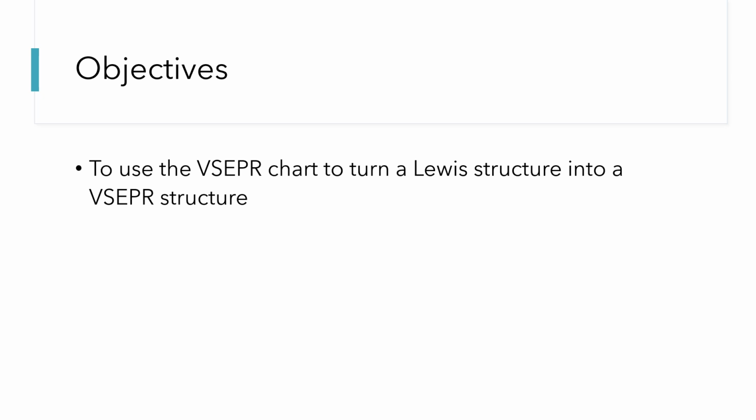Hopefully at this point, you're seeing how to use the VSEPR chart to turn a Lewis structure into a VSEPR structure. You want to count domains on the central atom, see how many of those domains are lone pairs, and then the rest of the data that you need is right there on the chart.